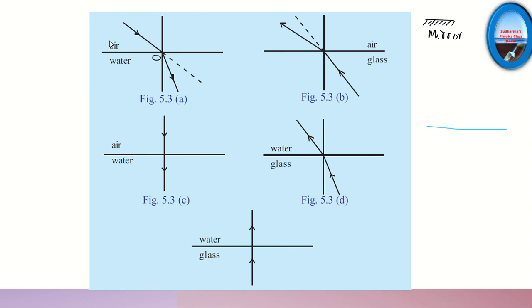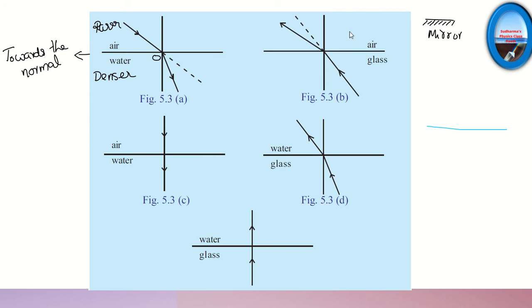So air and water. Let's try to recall what is the rarer medium and denser medium. Air is rarer and water is denser when we take this pair. So when light travels from a rarer to a denser medium, light will be bending towards the normal. Very, very important. Put a danger signal and write it down: towards the normal. This rule we have to follow when we draw the diagrams of refraction. When light travels from a rarer medium to a denser medium, light will be bending towards the normal.